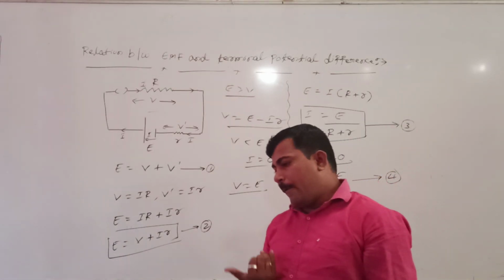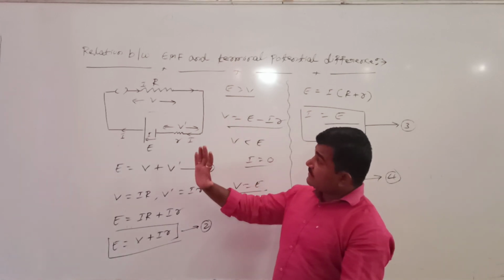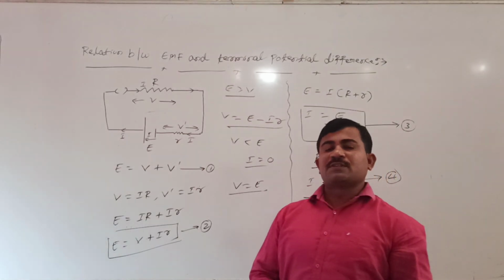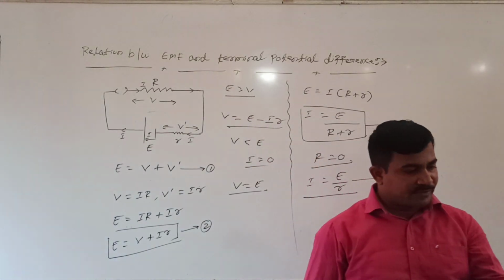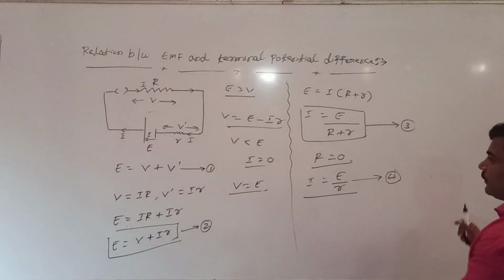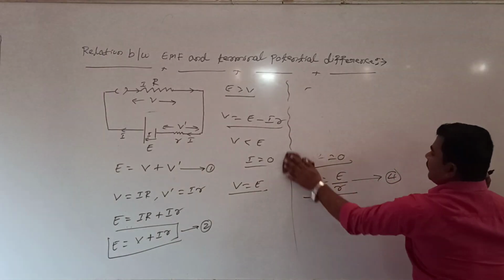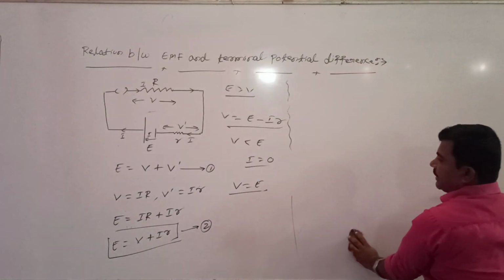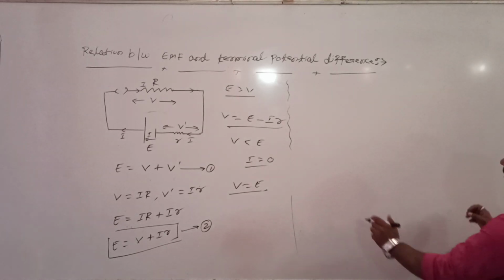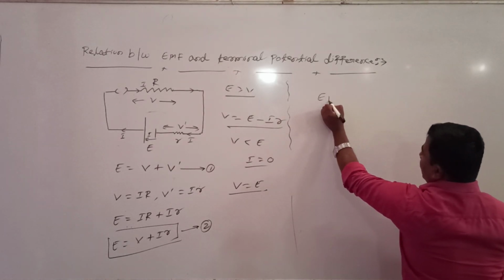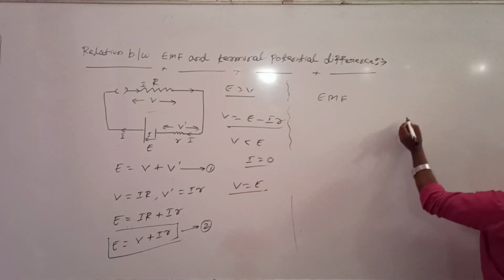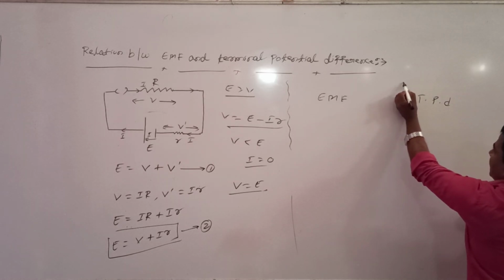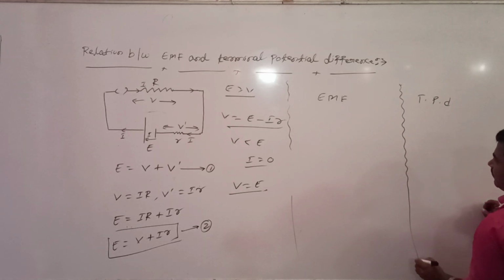Right students? Now let us take the difference between EMF and terminal potential difference. Let us take two columns here. How to make the difference? See here. In one column I will take EMF. In the second column I will take terminal potential difference. We can make the difference between EMF and terminal potential difference very easily.